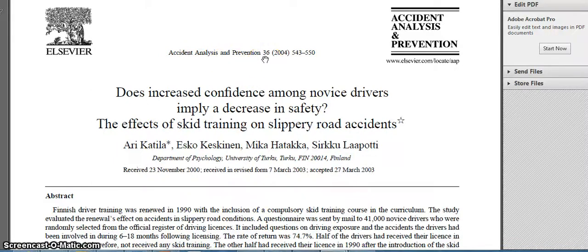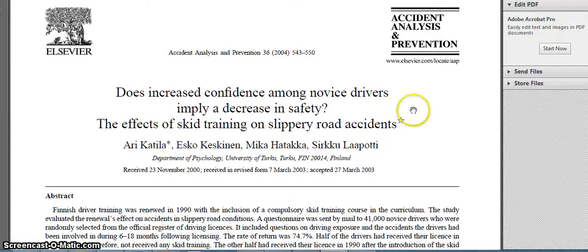36 tells us the volume number, the actual booklet that it was published in, the year 2004, and 543 to 550 shows us the page numbers in the journal where the article appears.